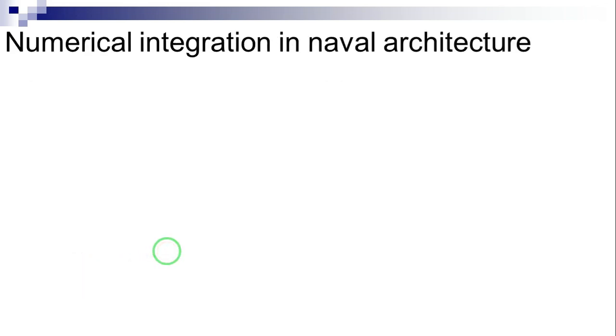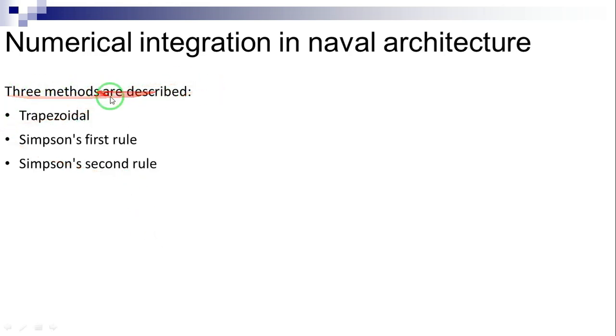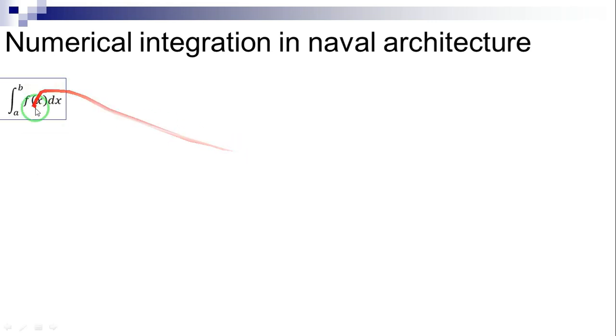Numerical integration in naval architecture. Three methods for numerical integration are described here: the trapezoidal rule and Simpson's first and second rules. Many naval architectural problems require the calculation of the definite integral as shown here.